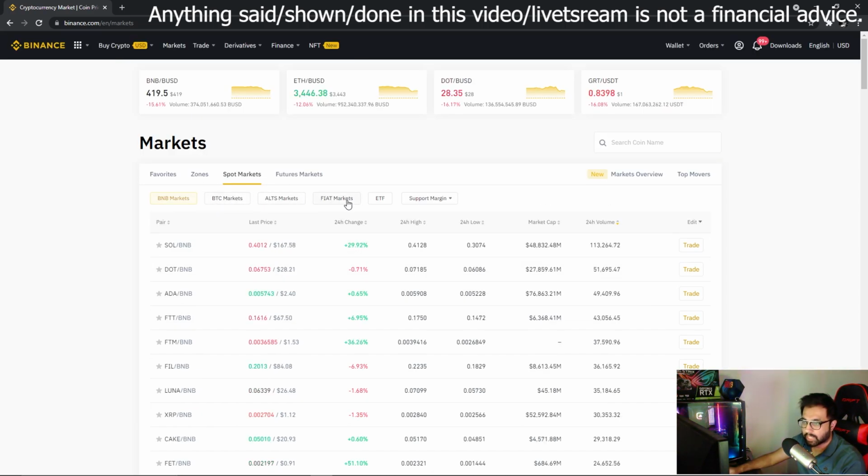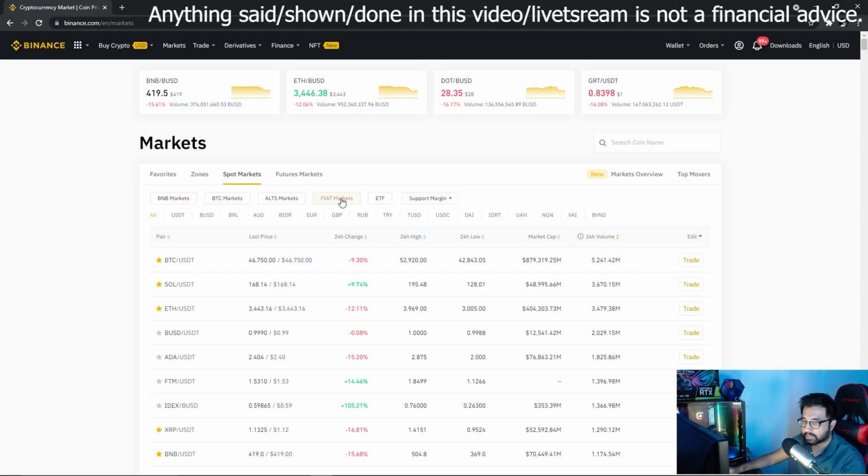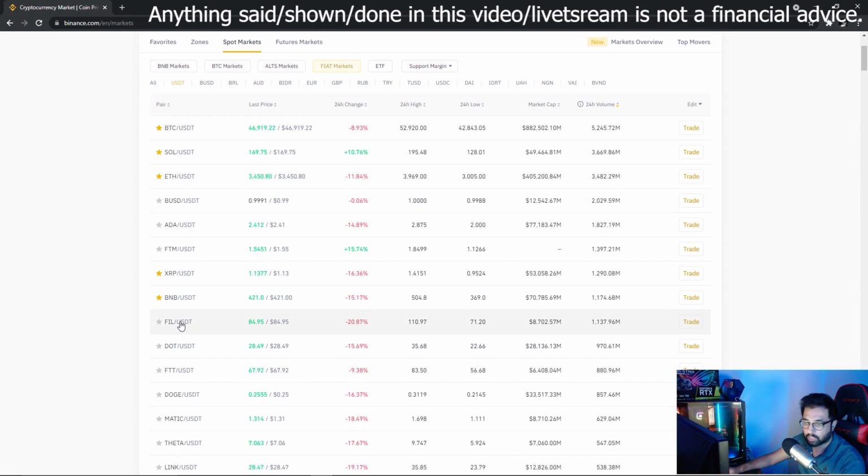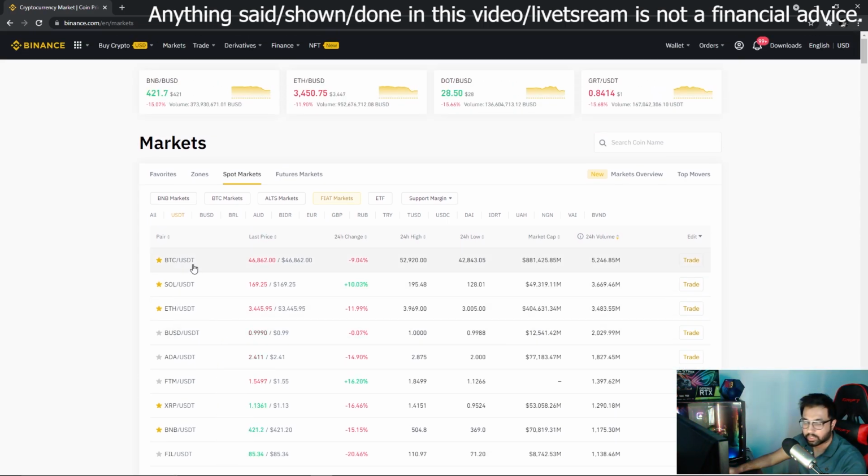So what I'll do is click on fiat markets and then click on USDT. This will show me every USDT cross pair. You guys can see BTC is crossed with USDT, Sol is crossed with USDT, Ethereum too. By the way, Sol, what a project today. It just skyrocketed. So basically every single coin or project is crossed with USDT.